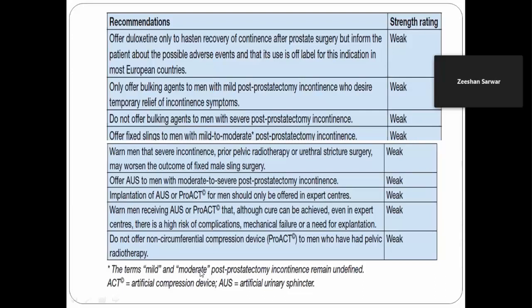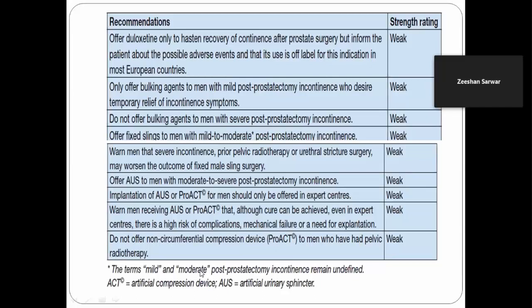Warn men that severe incontinence, prior pelvic radiotherapy or urethral stricture surgery may worsen the outcome of fixed male sling surgery. Offer artificial urinary sphincter to men with moderate to severe post-prostatectomy incontinence. Implantation of artificial urinary sphincter or compression device for men should only be offered in expert centers.